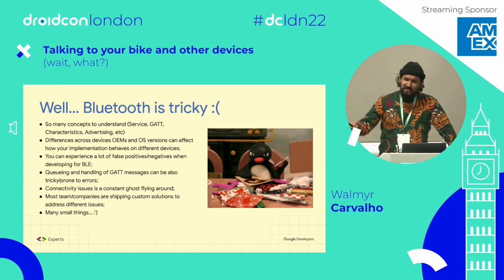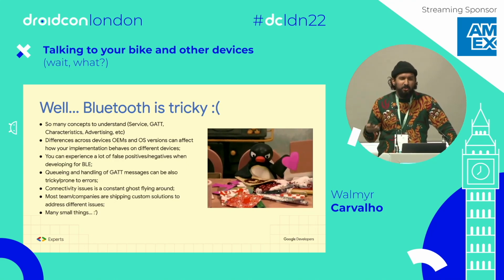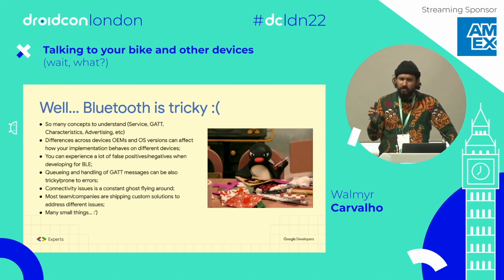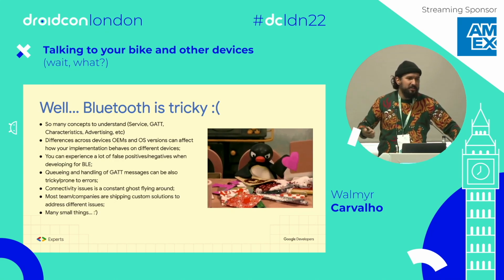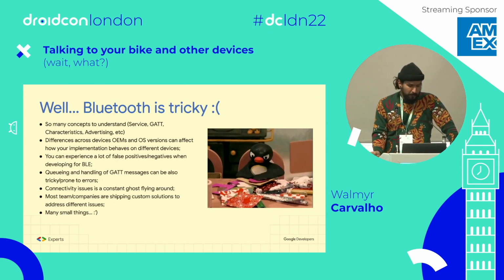So we have this kind of service concept, the GATT, their characteristics, the advertising, the pairing. Bluetooth has a lot of concepts, but you don't actually need all of them, mostly just some of them. This is good because I don't need to be a Bluetooth expert to make my app talk to a device like this, which is kind of cool.